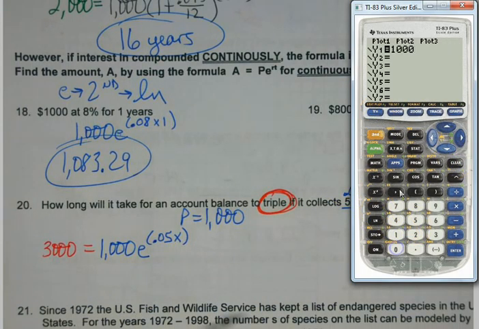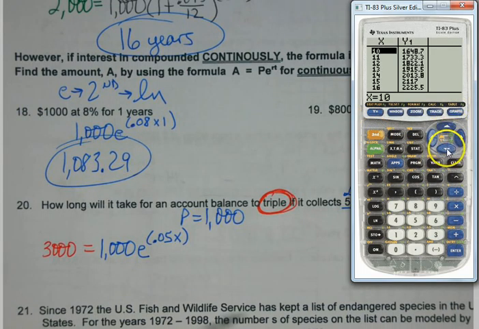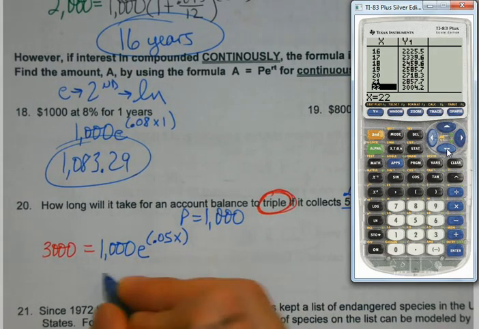So 1,000 second ln 0.05x. And again, I start scrolling down until that Y column hits 3,000.